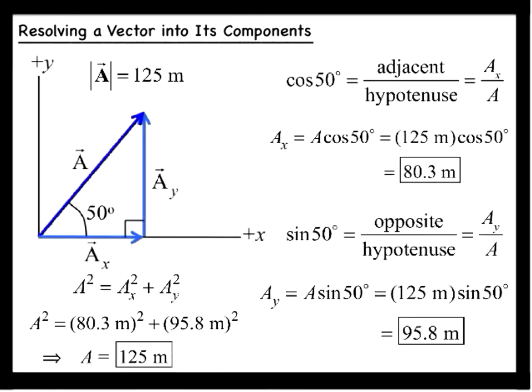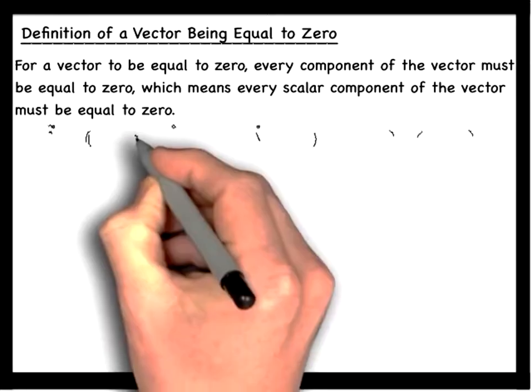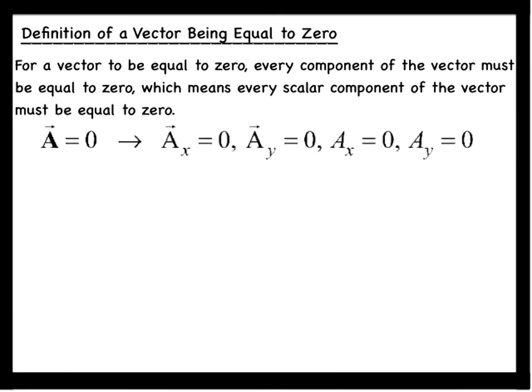Two more important notes in this section. First, for a vector to be equal to 0, every vector component of the vector must be equal to 0, which means every scalar component must be equal to 0. For example, if a two-dimensional vector A is equal to 0, then the vector components A sub x and A sub y must be equal to 0, and the scalar components A sub x and A sub y must also be equal to 0.